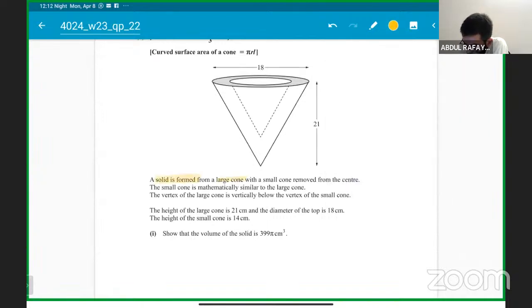A solid is formed from a large cone with a small cone being removed from the center. So the small cone is being removed from the center. The small cone is mathematically similar to the large cone.